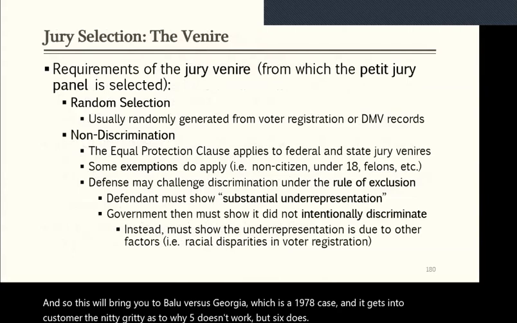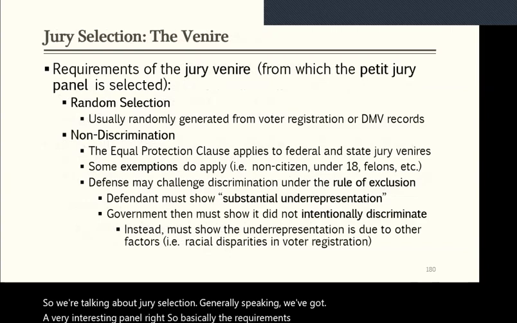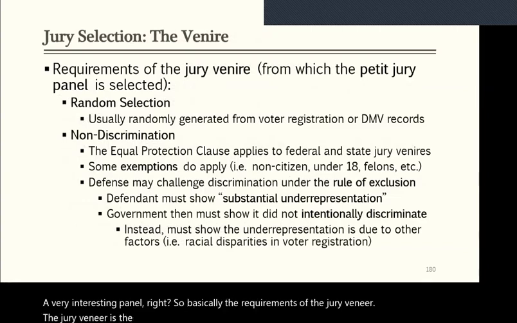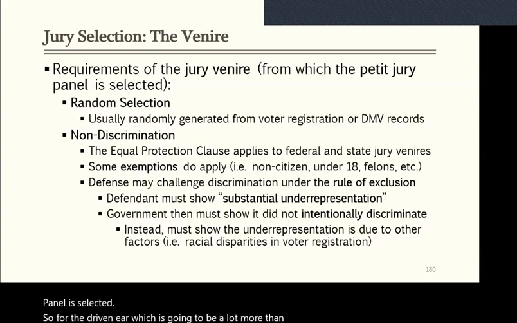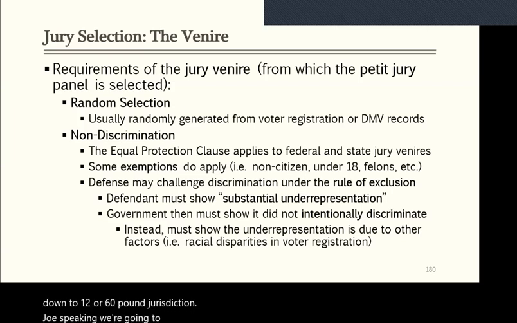So we're talking about jury selection. Generally speaking, we've got a very interesting panel, right? So basically the requirements of the jury venire, right? The jury venire is the body from which the petit jury or the criminal jury panel is selected. So for the jury venire, which is going to be obviously a lot more than 12, because we have to narrow it down to 12 or 6 depending on the jurisdiction, generally speaking, we're going to look for random selection, usually randomly generated from voter registration or DMV records.